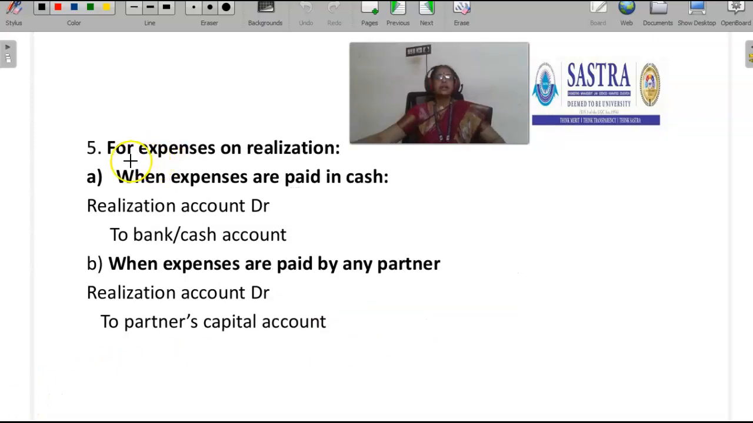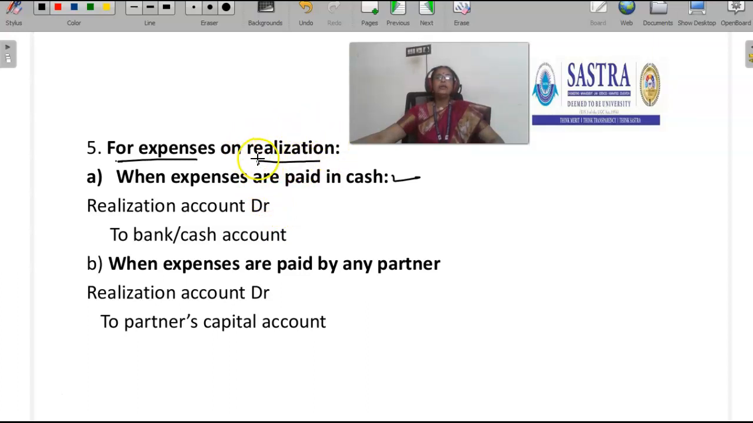This is expenses on realization. When expenses are paid in cash, okay, dissolution process is a lengthy, tedious process. Okay, the partnership firm cannot sell all the assets immediately. Okay, it requires the help of brokers and all. So many legal issues are also there. For that, they have to spend amount. That expenses are called realization expenses.